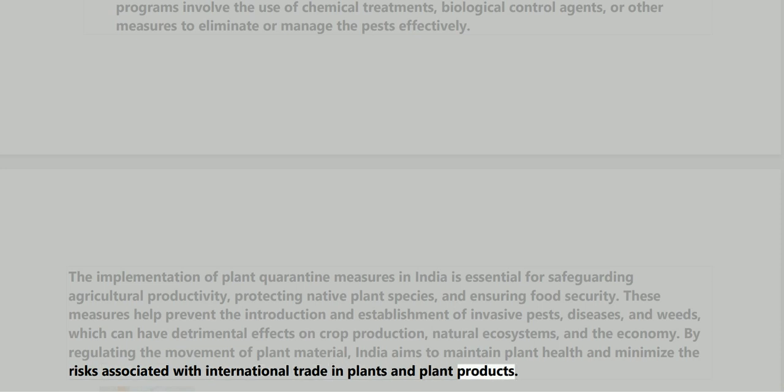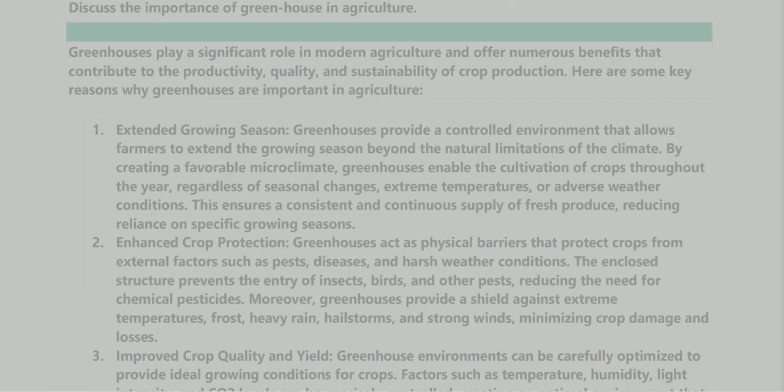Discuss the importance of greenhouse in agriculture. Greenhouses play a significant role in modern agriculture and offer numerous benefits that contribute to the productivity, quality, and sustainability of crop production. Here are some key reasons why greenhouses are important in agriculture. 1. Extended growing season. Greenhouses provide a controlled environment that allows farmers to extend the growing season beyond the natural limitations of the climate. By creating a favorable microclimate, greenhouses enable the cultivation of crops throughout the year, regardless of seasonal changes, extreme temperatures, or adverse weather conditions.